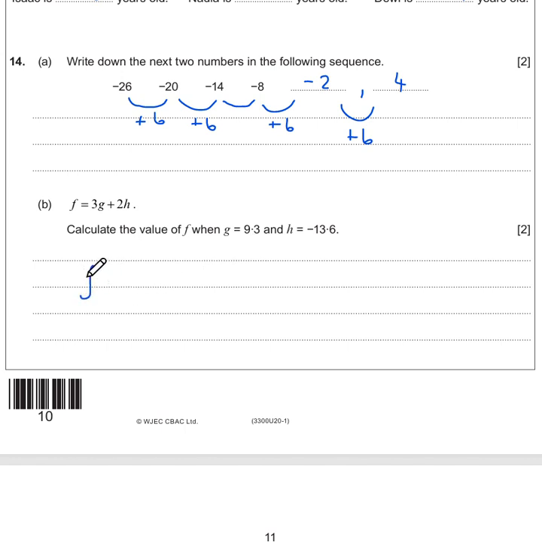Okay, part B. So F is equal to 3G plus 2H. So 3 times G plus 2 times H. We're going to calculate the value of F when G is equal to 9.3 and H is equal to -13.6. Okay, so it's going to be equal to 3 times 9.3 plus 2 times -13.6.